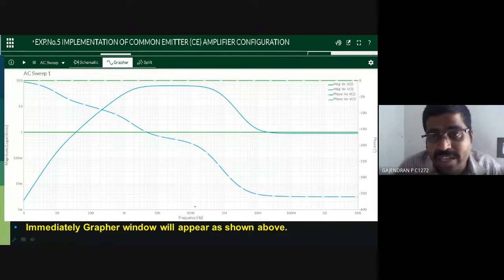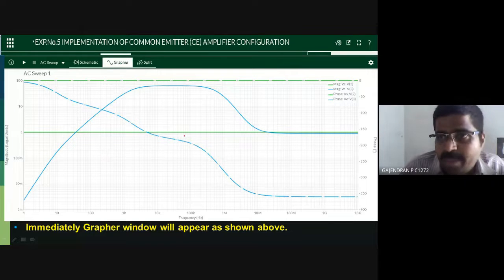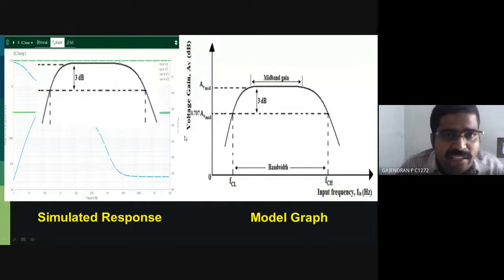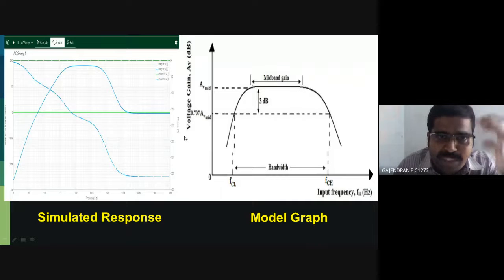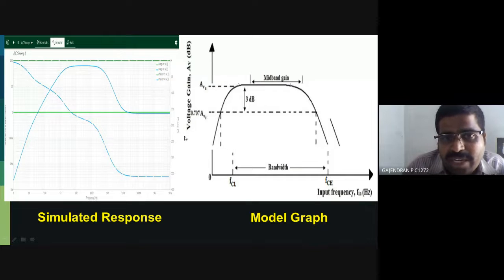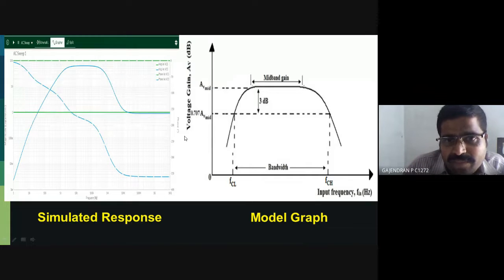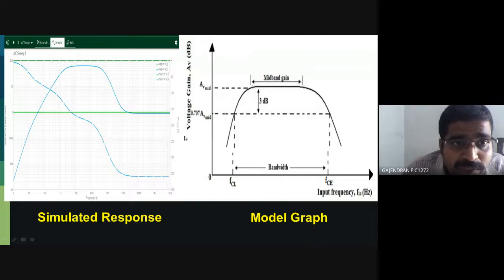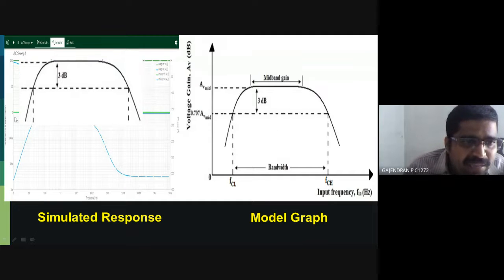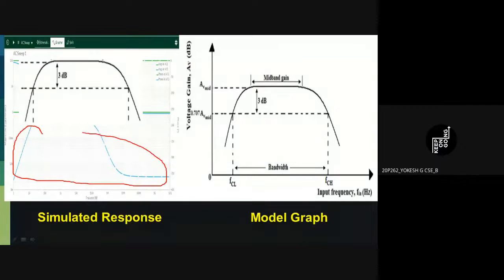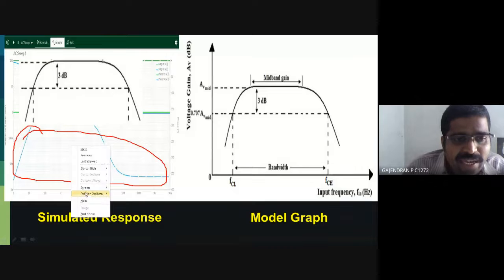What are the scaling adjustments? Please note down. After getting the graph, please observe. We need only this portion, correct, sir? The remaining portion I don't want. This is the model graph. The output waveform is almost similar to our model graph, but I need to eliminate this portion. I need to keep only this portion in my screen setting.